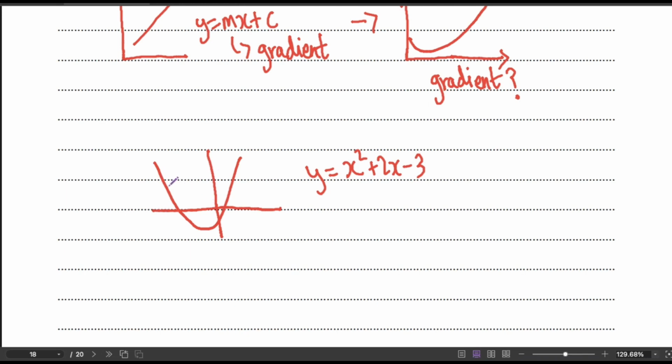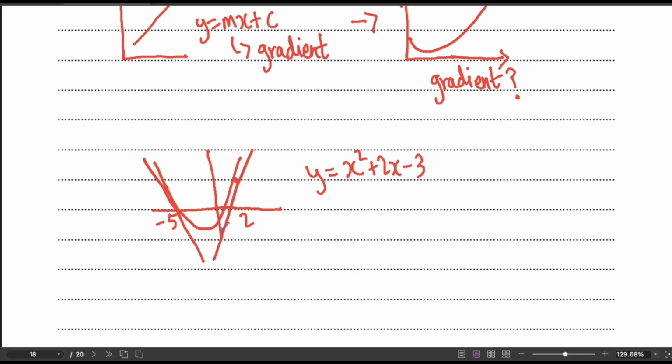So let's say this is x is equal to minus 5, let's say, right? What we can do is draw a tangent to the curve at that point, and a tangent is just a straight line that touches the curve at that particular point. So let's say that's our tangent. Imagine that's a straight line, and let's say this is where x is equal to 2, and that's our tangent.